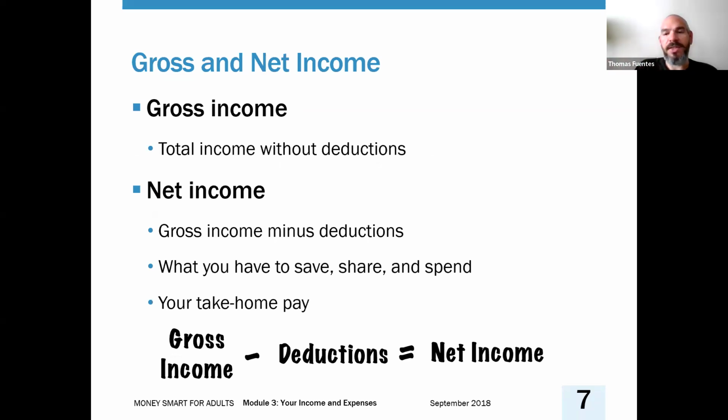This is generally money that you're taking in from an employer, for example, from working. So gross income is your total income without any deductions. And then net income is going to be income minus deductions such as Social Security and income tax. So net income is what you actually save, share, and spend. Net income is basically your take-home pay.